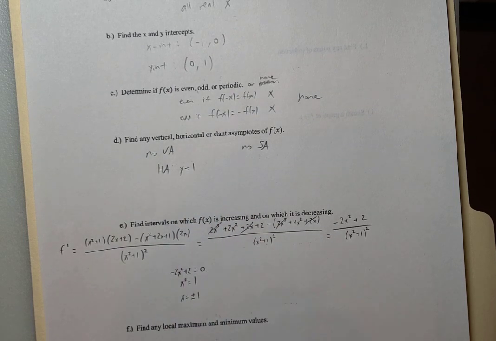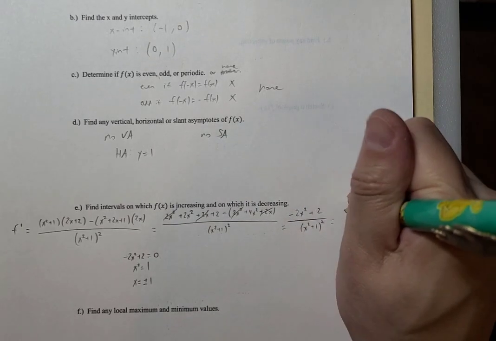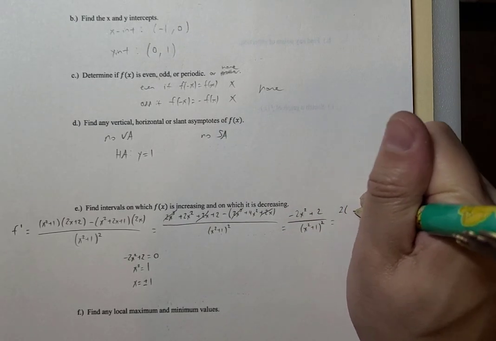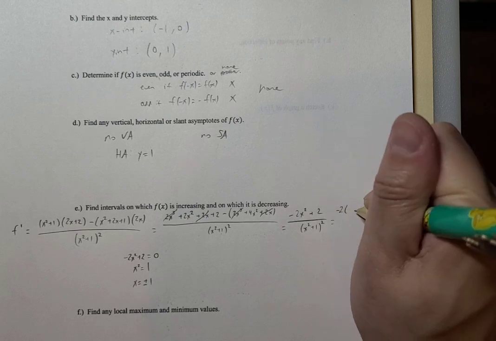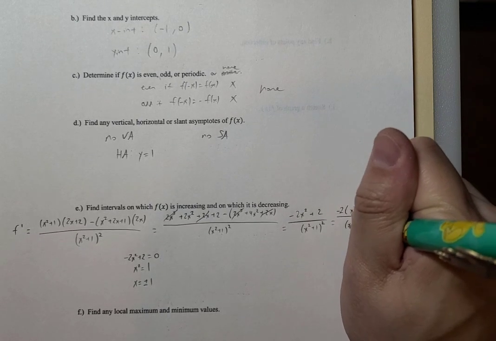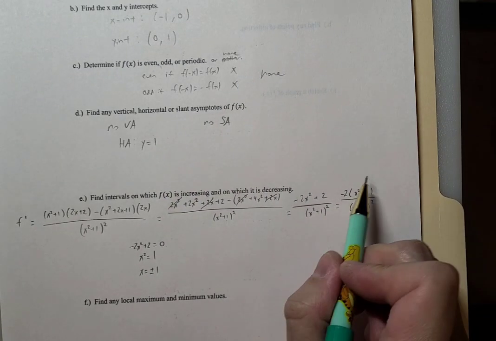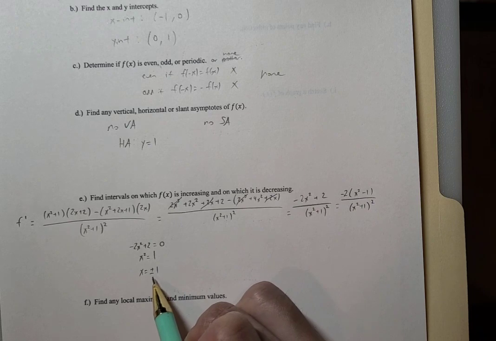X is plus or minus 1. And actually, I could have factored over here if I had, let me write it like this: 2 times minus 2 times x squared minus 1 over x squared plus 1 quantity squared, like that. Okay, so hopefully you can see the solution is x is plus or minus 1.